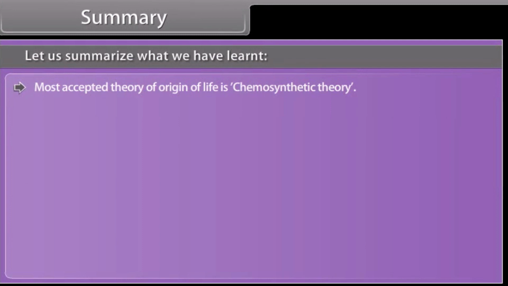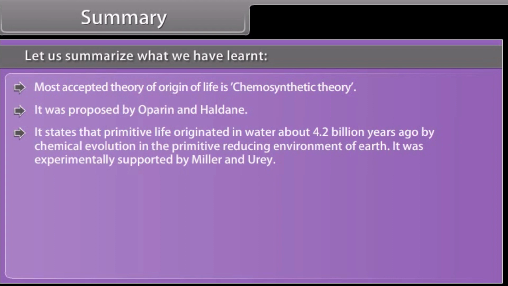The most accepted theory of the origin of life is the chemosynthetic theory. It was proposed by Oparin and Haldane. It states that primitive life originated in water about 4.2 billion years ago by chemical evolution in the primitive reducing environment of Earth. It was experimentally supported by Miller and Urey.